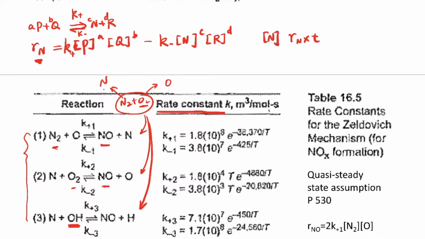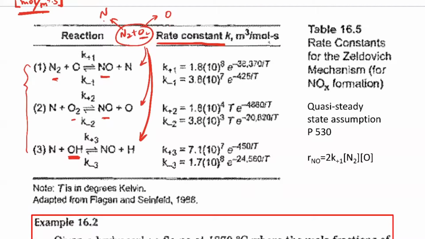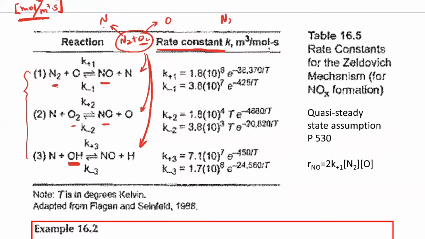So the concentration of N is going to be equal to this term, which is basically the formation rate of the N multiplied by time, right? Because rate always has the unit of mole per meter cube per second. Okay, so if we multiply this term by time, then we can calculate the concentration of the N after a certain period of time. Okay, so for the formation of the nitrogen monoxide, we're talking about this reaction here.